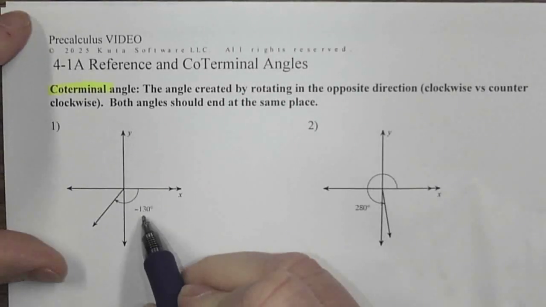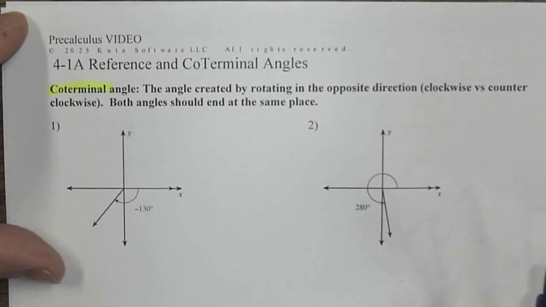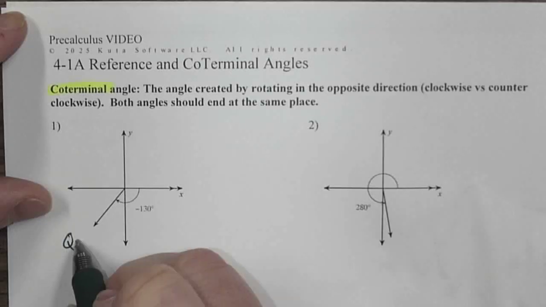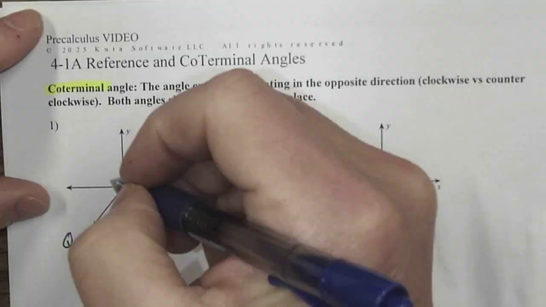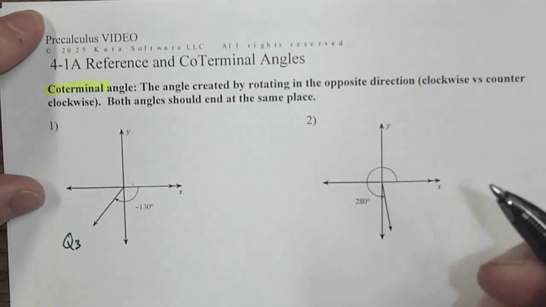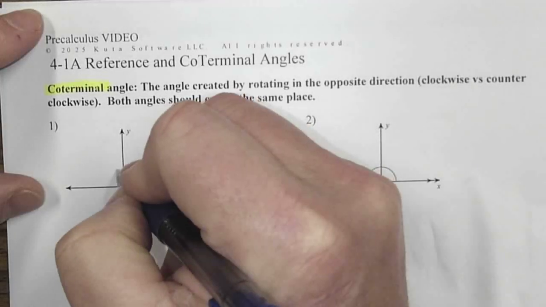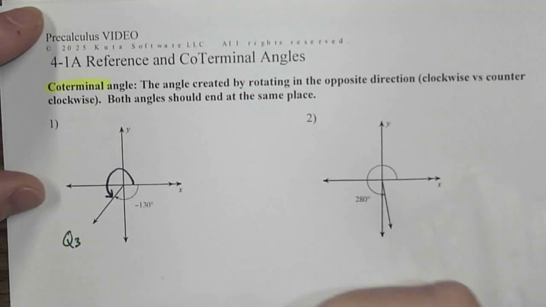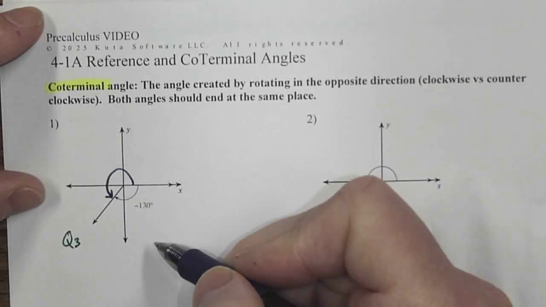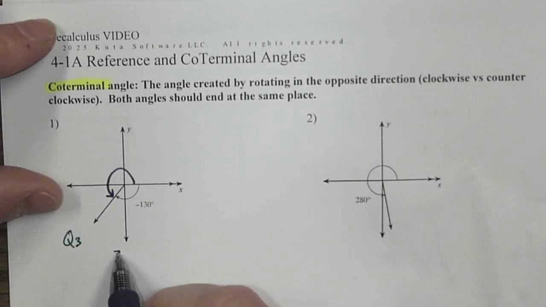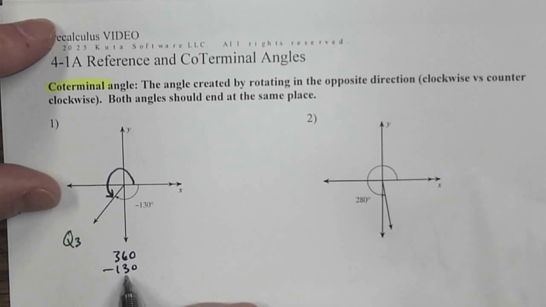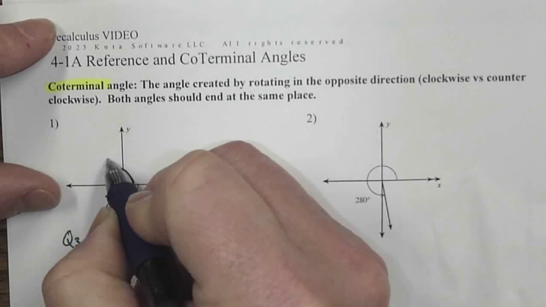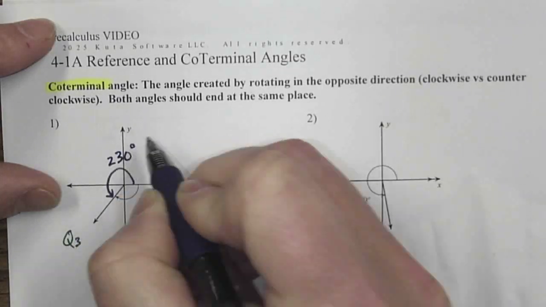We got the first one, negative 130. We're going down, negative 130. So let's remember that ends in quadrant 3. The coterminal angle, the angle that will end at the same place, is the positive side. Now, one thing about that, they should both add up to 360. So if I simply take 360 minus 130, I get, what is that, 230? And so this positive side will be 230.